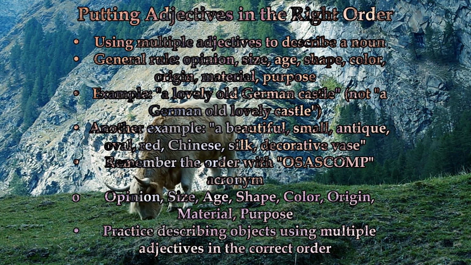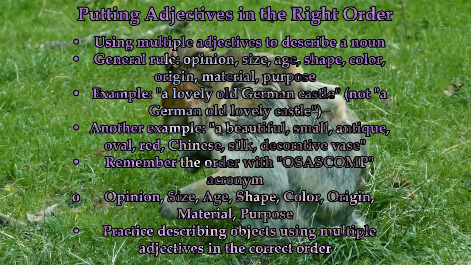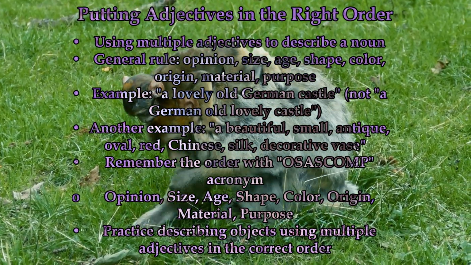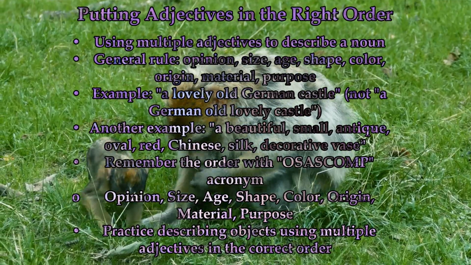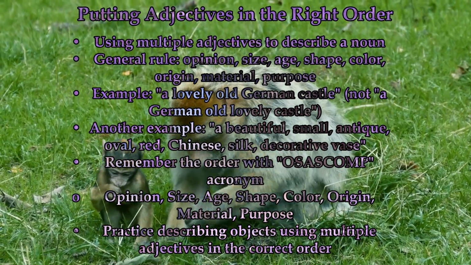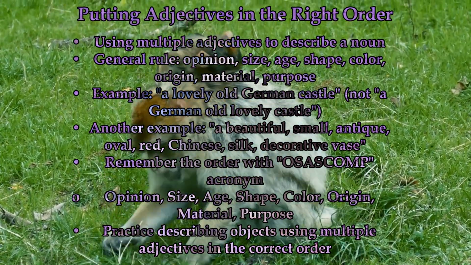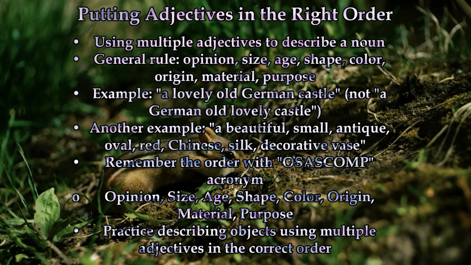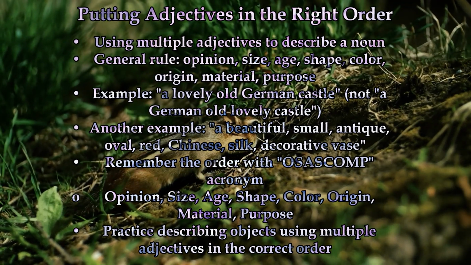Order of adjectives. When using multiple adjectives to describe a noun, it's important to put them in the correct order. Here's a general rule of thumb: opinion, size, age, shape, color, origin, material, purpose. It might seem like a lot to remember, but with practice, it'll become second nature.